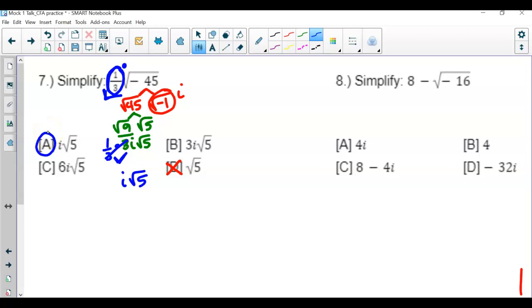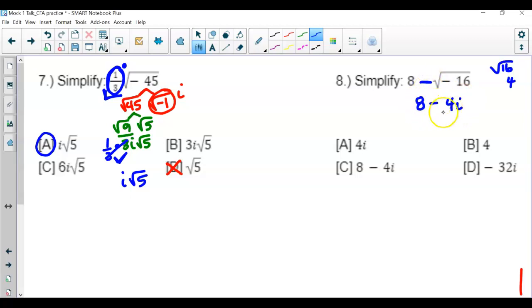Question number 8, you're actually subtracting. This is 8 minus the square root of -16. Well, here the square root of 16 is 4, right? So the square root of 16 is 4. That means the square root of -16 is 4i. Now I have 8 minus 4i.